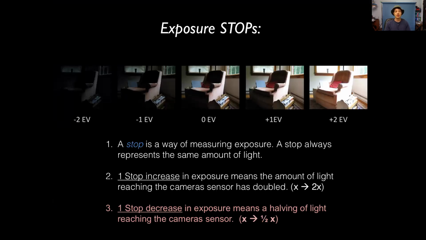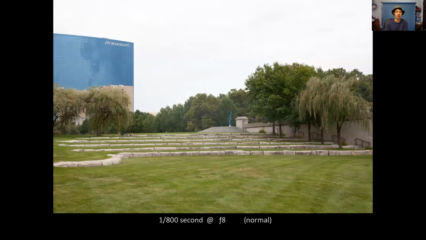Now, number 3, a one-stop decrease in exposure consequentially means a halving of light reaching the camera sensor. So if we think about it as an equation in math, if we had a given amount of exposure called X, now we're giving you one stop less of light into the camera, so we're going to have reduced that down to half the amount of light. So it's a half of an X. So again, let's take a look at that.